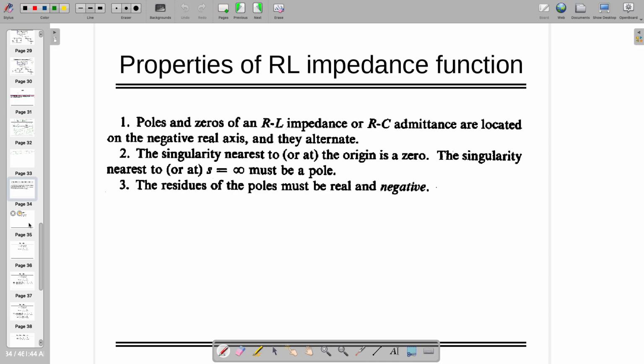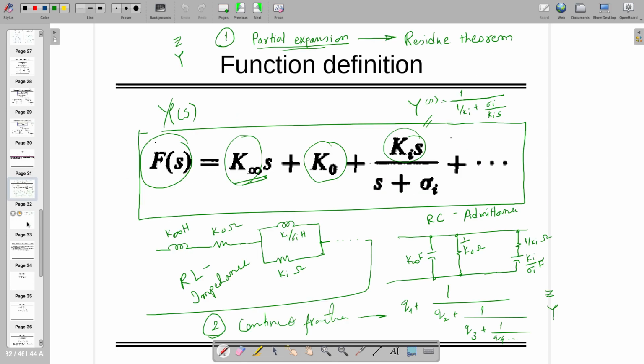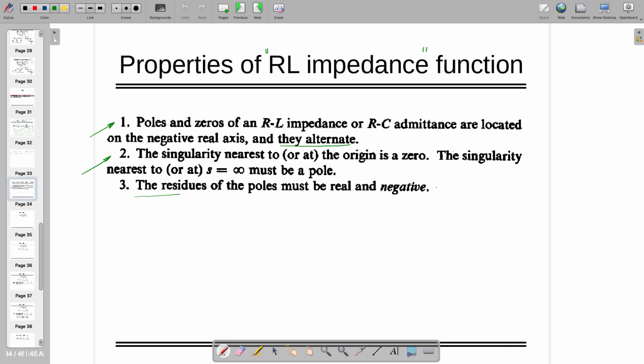Okay, so if we are looking at the RL impedance function properties, other things are very similar to what we have studied. Poles and zeros have to be on the left half plane, right? And they have to be in alternate mode. So this is also fine. At zero frequency you are seeing an inductor, and at infinity you are seeing a resistance as well. So those things are fine, but the residues of the poles must be real and negative.